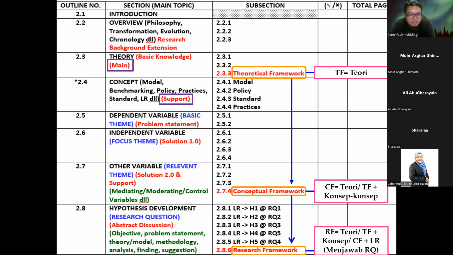Okay. Next, we go to 2.5, which is about your dependent variable. In case you are studying quantitative, we start with the dependent variable. We continue with the independent variable. You have other variables such as mediating and moderating. For qualitative research, we call that basic theme, focus theme and relevant theme.